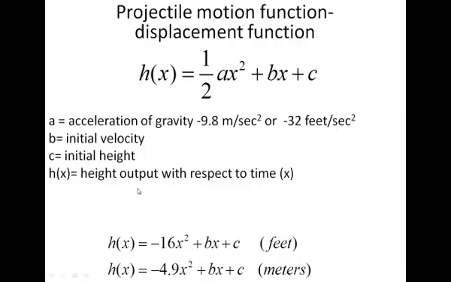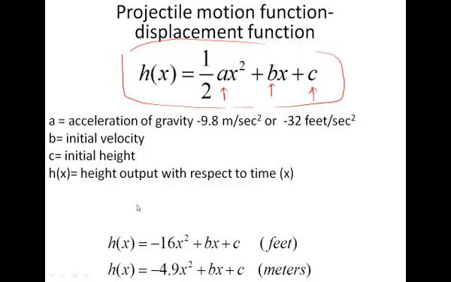Another quick reminder, projectile motion functions. This projectile motion function represents an object that goes straight up and then of course falls straight down because of gravity. This is your gravity, this is going to be some sort of velocity with which you've thrown the ball, and this is an original height.